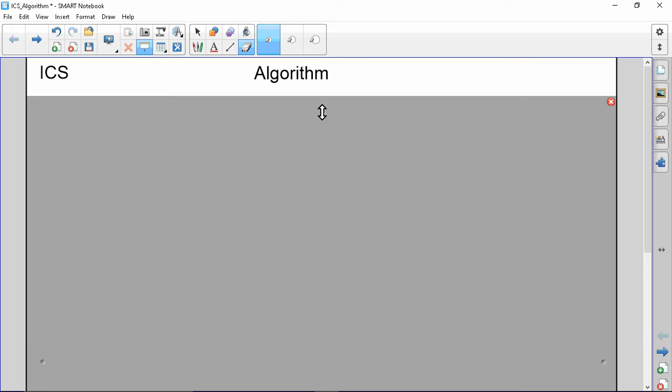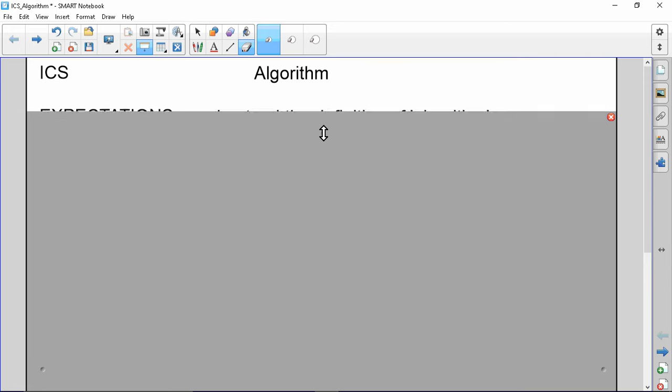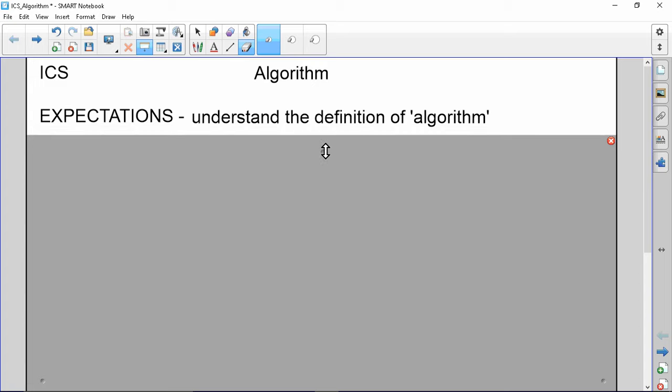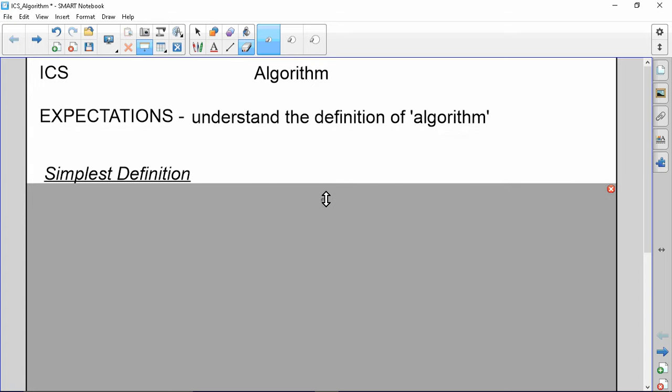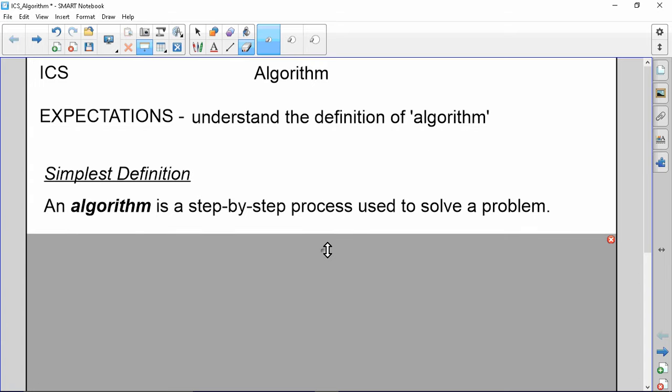And what's an algorithm? Well, an algorithm we find in our daily life all the time. In the simplest form, it's just a step-by-step process to solve a problem or to perform some sort of task. A better definition, going from pretty straightforward to pretty complicated.